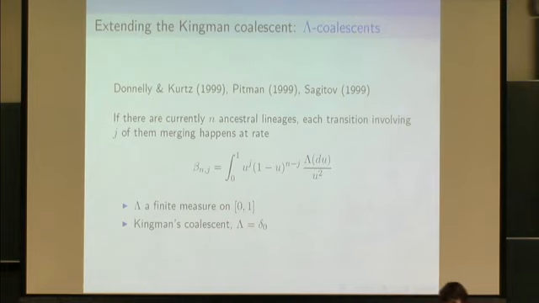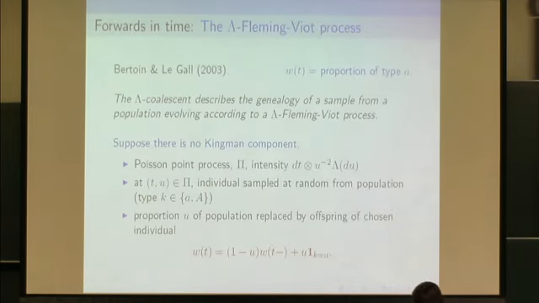All right, so that's backwards in time. Remember, actually, we started with a forwards in time model for our genetic drift. The corresponding forwards in time model is now usually called the Lambda-Fleming-Viot process. It is in the Donnelly-Kurtz 1999 paper. That's a very long and difficult paper, and it can be quite hard to find some of the results. It's also in this extraordinarily beautiful paper of Bertoin and Le Gall from 2003.